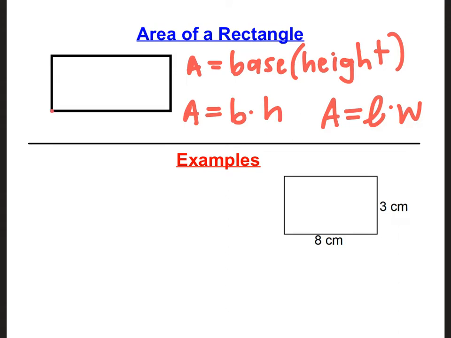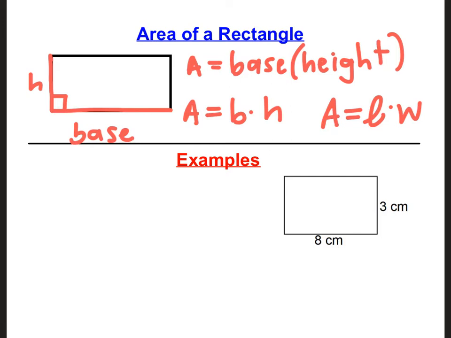Again, your base is just that bottom part, so here would be my base. Your height is this part here. I'm just going to do an H for height because I don't have a lot of room. And you just multiply those two to get the area. One thing to note, your base and your height should be perpendicular to each other, but since it's a rectangle, they all will be.